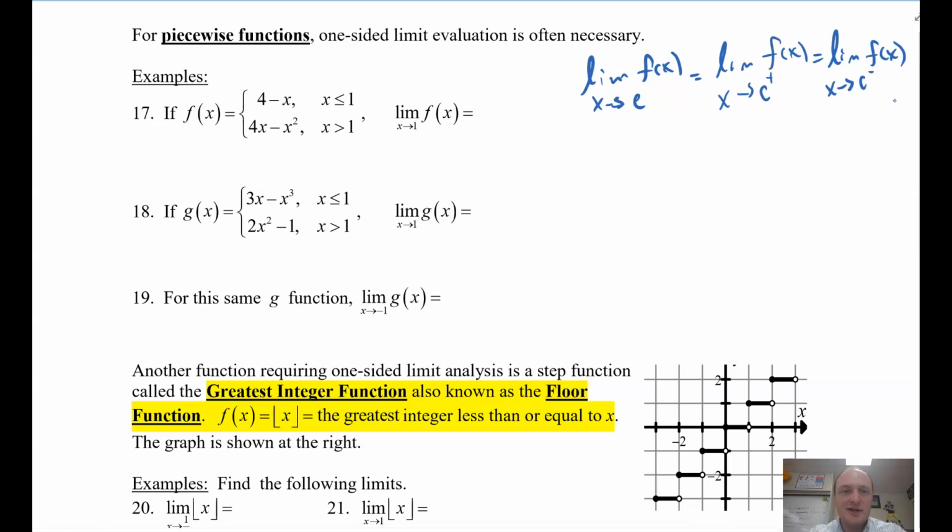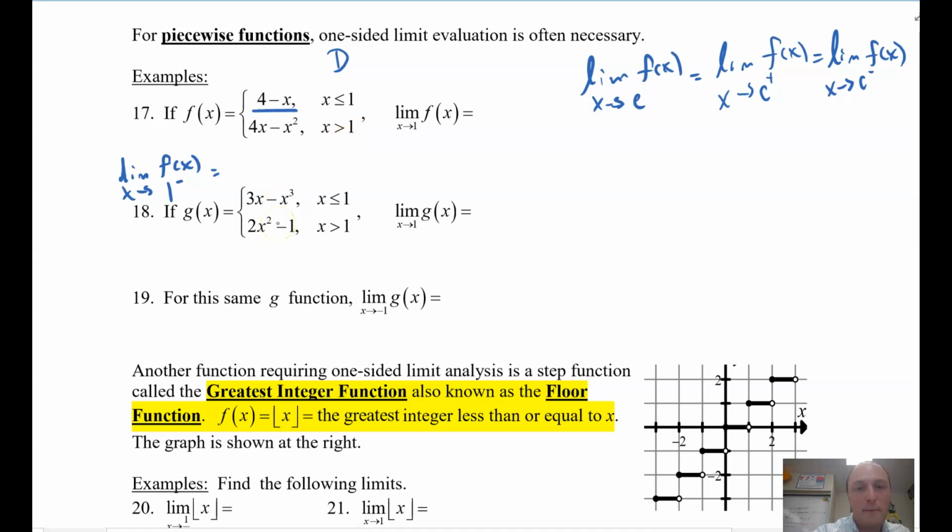So what I'm going to do is determine the limit of f of x as x approaches 1 from the left. What is it? Notice for a piecewise function, here is our domain. If x is less than or equal to 1, so if I'm approaching 1 from the left, that's going to be this function here. So I'm going to plug in 1 there.